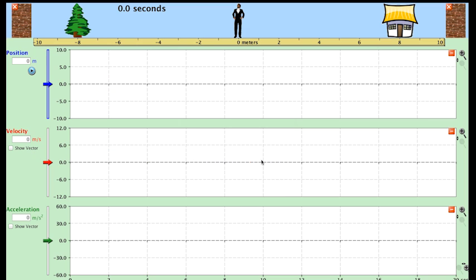So let's reset this. So here we now have it completely reset. So let's now put it in a new situation and let's start him in this position. And we'll start him off at a zero velocity, but we will give him an acceleration of, let's say, 1 meter per second squared. What will happen? Well, let's play and see what happens.